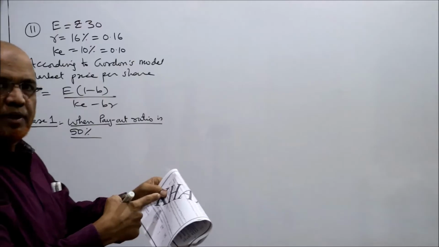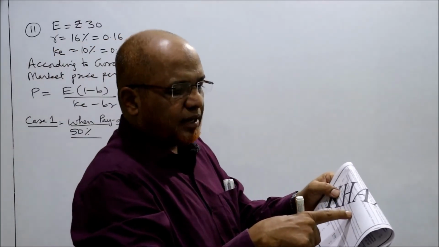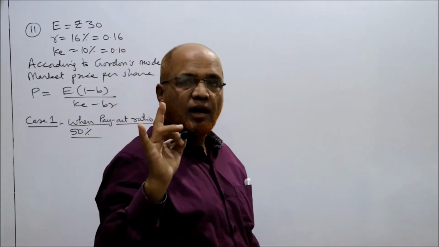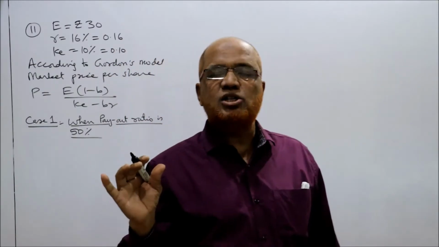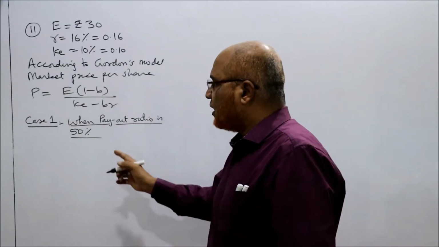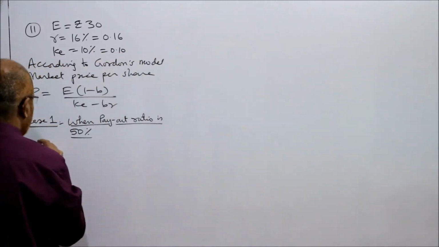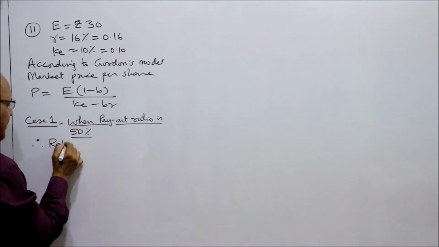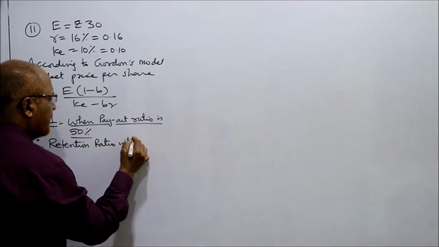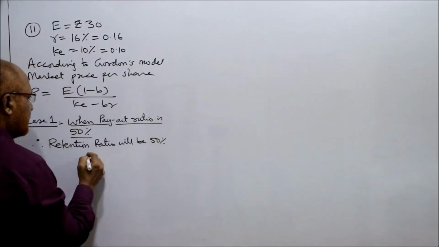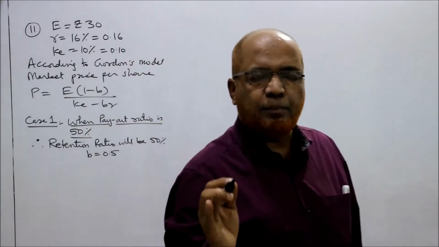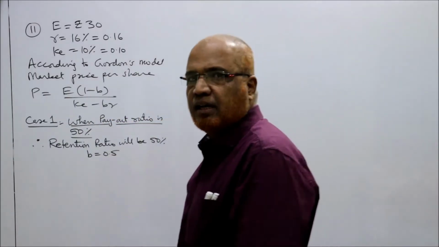it is given in the problem. Calculate the value of the share of the firm according to Gordon's model if the payout ratio is 50%. Remember one point, in calculating Gordon's model, we don't require payout ratio. We want retention ratio. So here if payout ratio is 50%, therefore retention ratio will be 50%. That is B is equal to 0.5. When 50% are paid, so 50% are retained. So B will be taken 0.5.